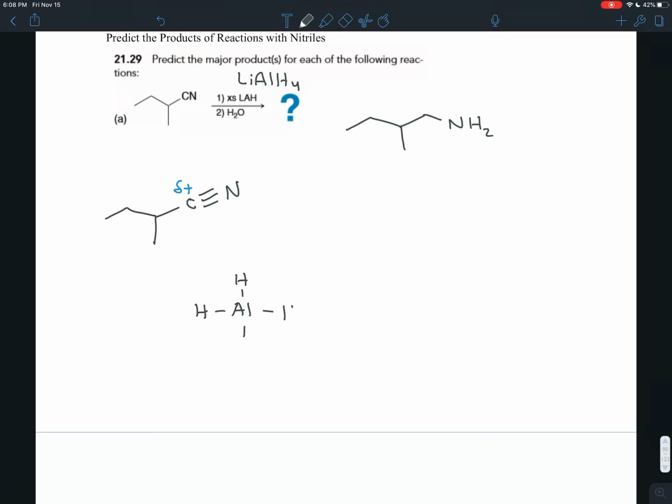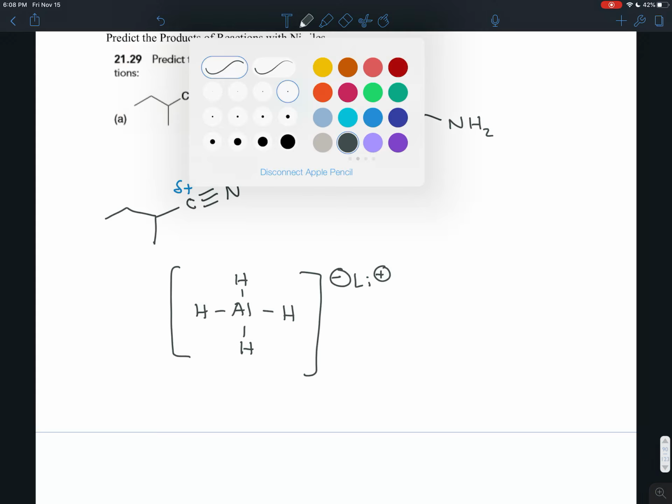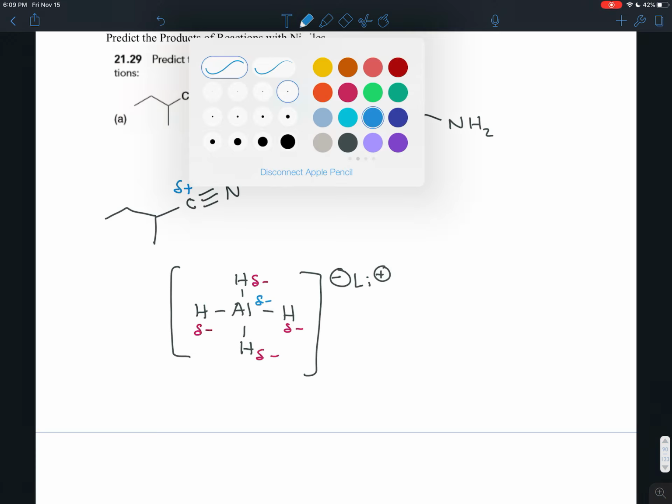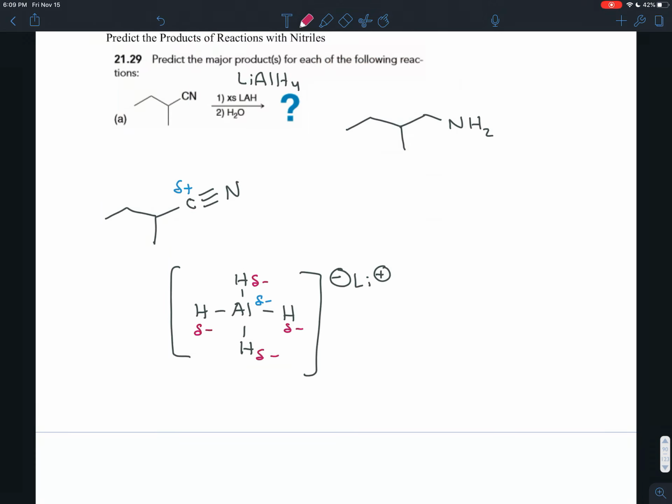The aluminum is bonded to hydrogen 4 times. The whole thing has a negative charge that's stabilized by the positive charge of lithium. Because aluminum is a metal, it has very low electronegativity, and it gives its electron density away to these hydrogens, which become slightly negative. The aluminum is slightly positive. So these hydrogens are nucleophiles, and they can attack the carbon here, which is slightly positive.